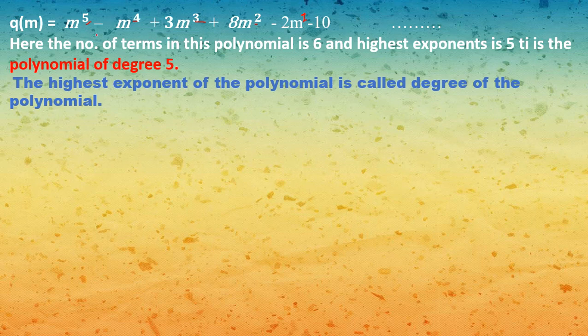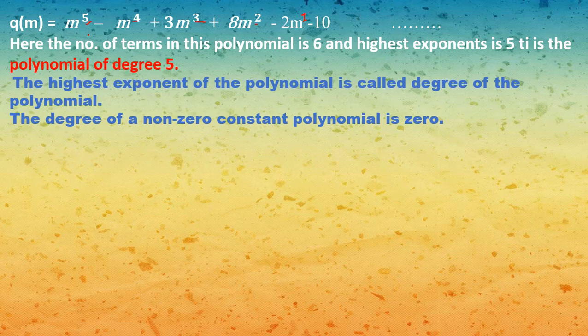So in this example the highest exponent is 5. So we can say the degree of this polynomial q of m is 5. Now, the degree of a non-zero constant polynomial. Let us consider an example. If we consider q of m, where we are using variable m and the name of the polynomial is q, and it is a constant polynomial. If we write here 4, let this be the polynomial given. In the previous example also we have seen that 2 and 4 and 7 are all there.